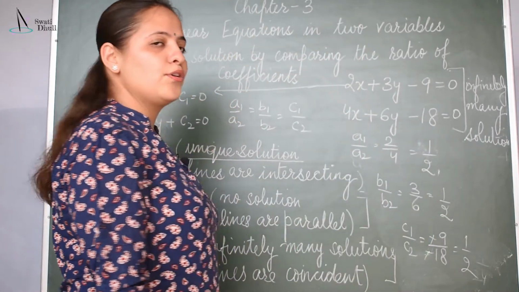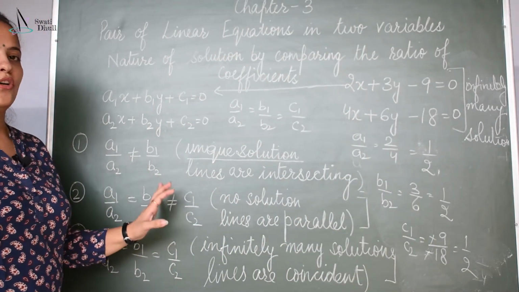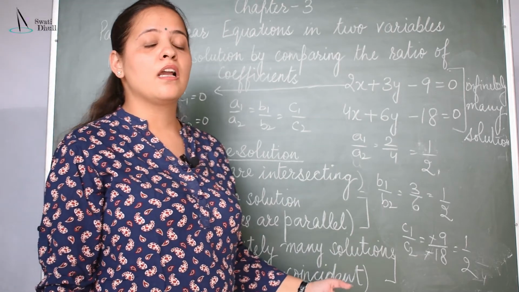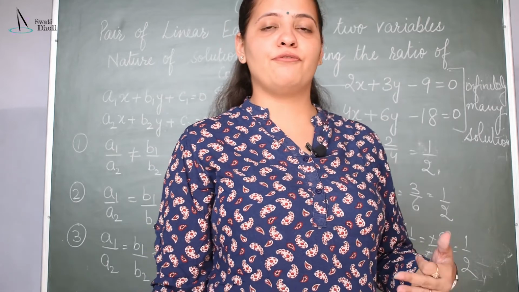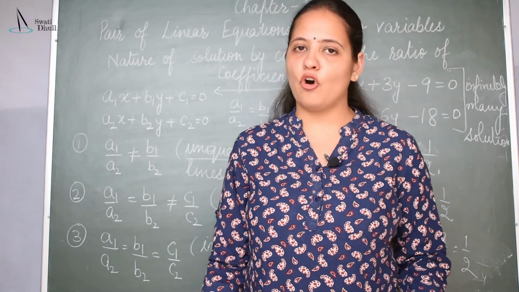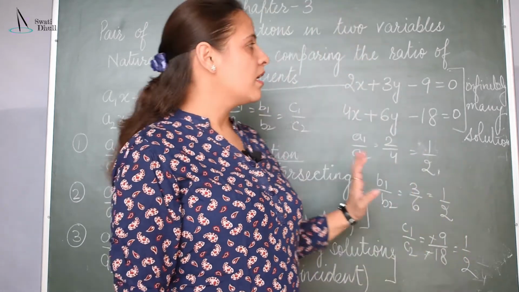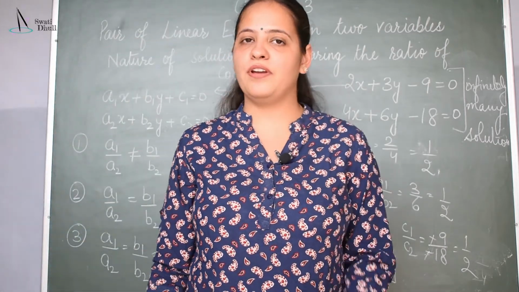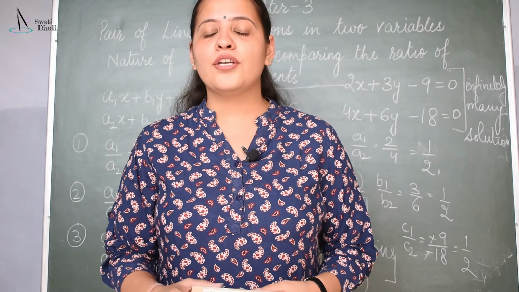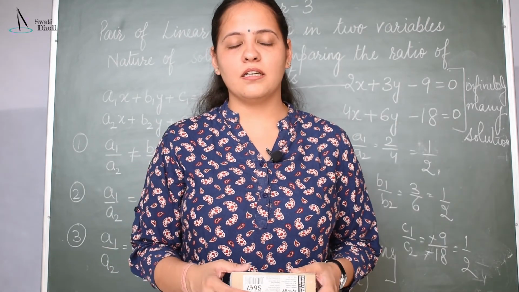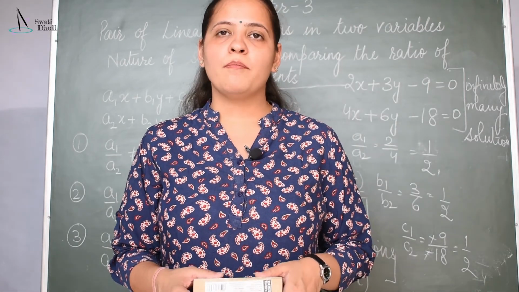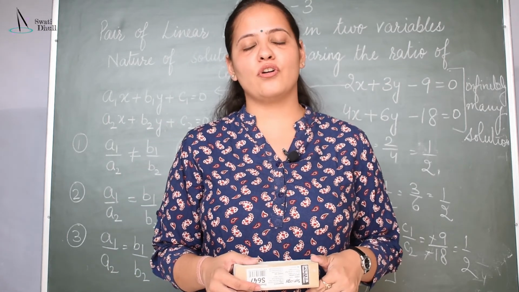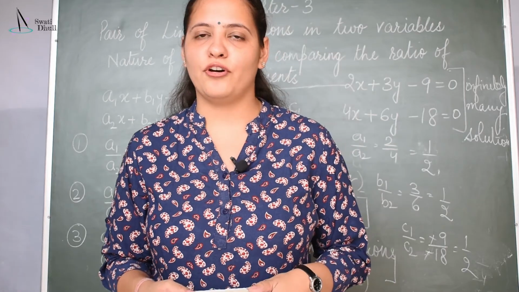So this is how you can find out whether your lines are intersecting, parallel or coincident, and whether the given system of linear equations are consistent or inconsistent, by comparing the ratio of the coefficients of the variables. You can do this exercise 3.2 by watching this session carefully and try to solve exercise 3.2 for it. Thank you.